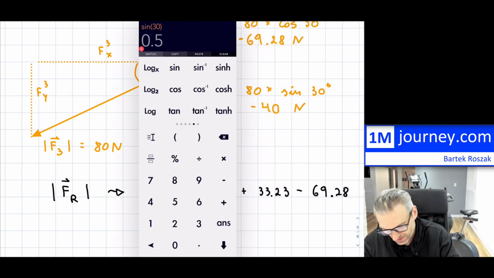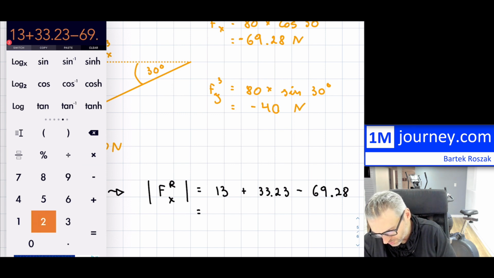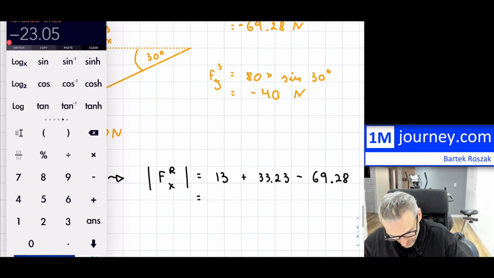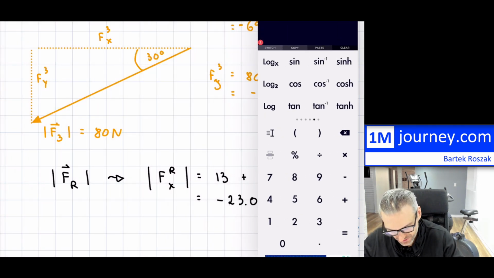So what does that tell me? In here, this is going to be 13 plus 33.23, and then minus 69.28. So here it is. I have negative 23.05 newtons. So that is my x component, and it's going to be to the left.